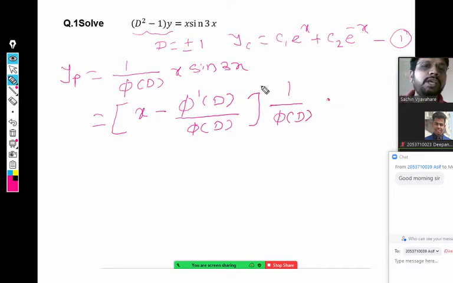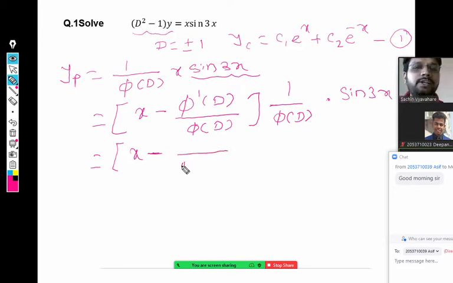So in this case, what is v? V is sine 3x. Can I write sine 3x directly? Let me replace here the values of phi D and phi dash D. Here is phi D: phi D is D square minus 1. So I'll write it in the denominator as D square minus 1. What about the numerator?